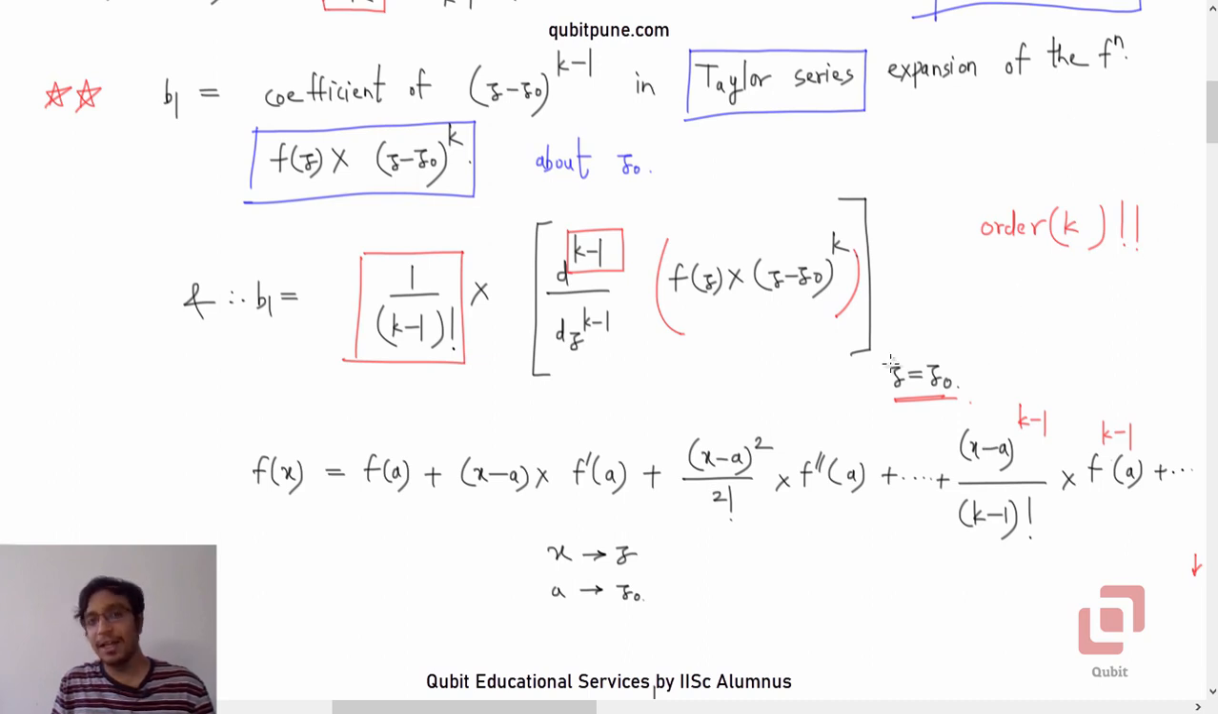Remember, although it is a pole of order k, we do not take the kth derivative, we take the k minus 1th derivative, and also we take the derivative of f of z into z minus z0 to the power k.